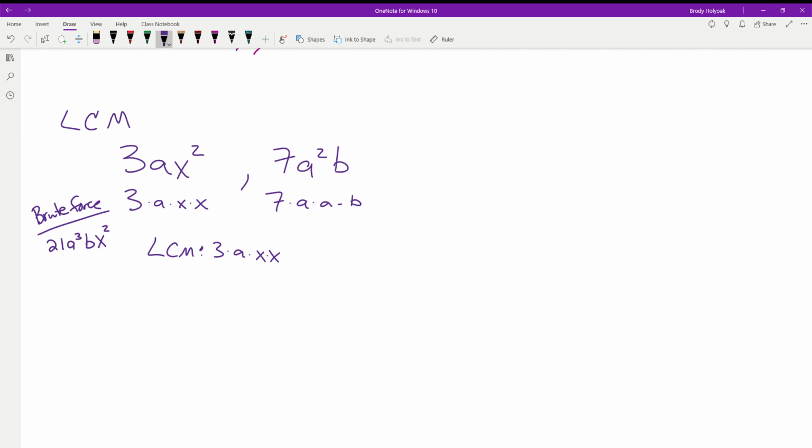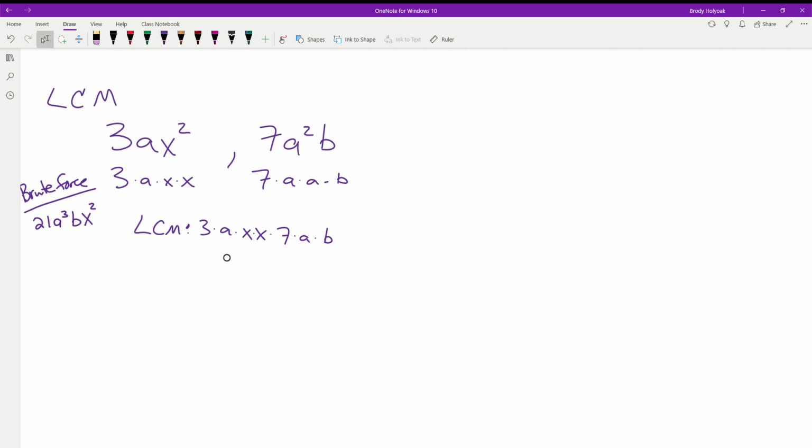Then we come to the second term and we look. What do I need now? I need a 7. I need an additional a and a b, because I already have my second a right there. So then the lowest common multiple turns out to be 21 a squared b x squared.